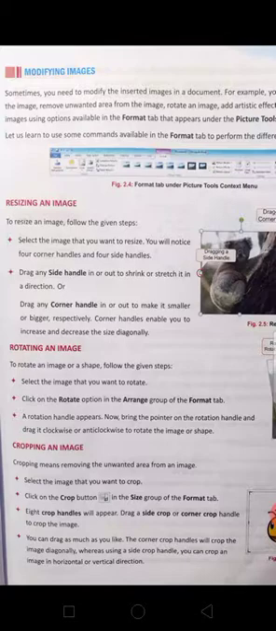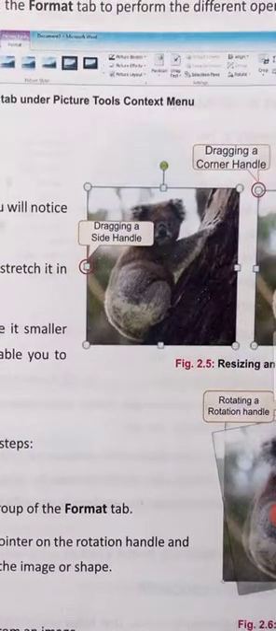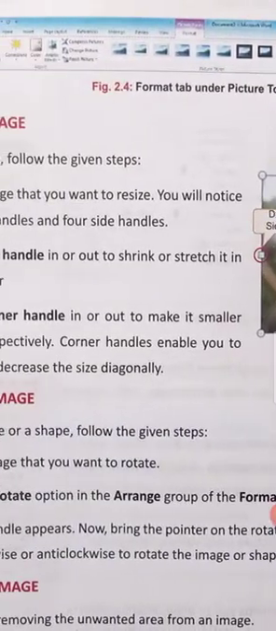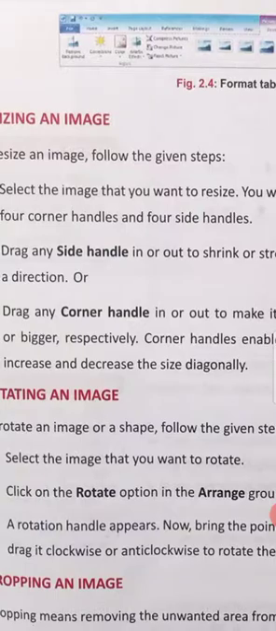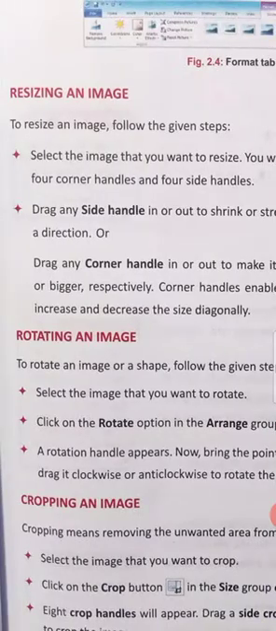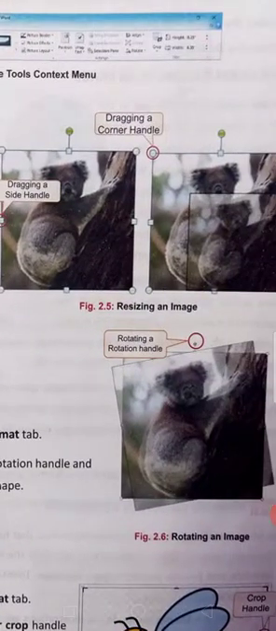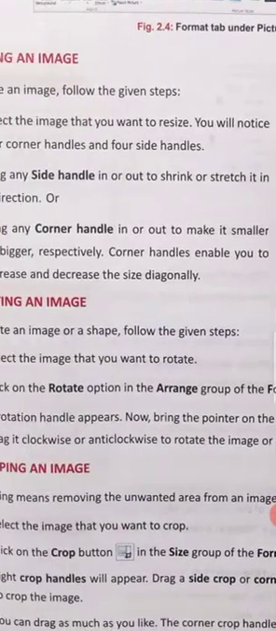First, resize an image. To resize an image, we can see this photo. In this we have drag side handles. Whenever you click on these and move them with the help of the mouse, if you want to make it larger, you can. Rotating an image. If you want to rotate your photo, we have an option on the top. We just click on it. After that our photo will be rotated.